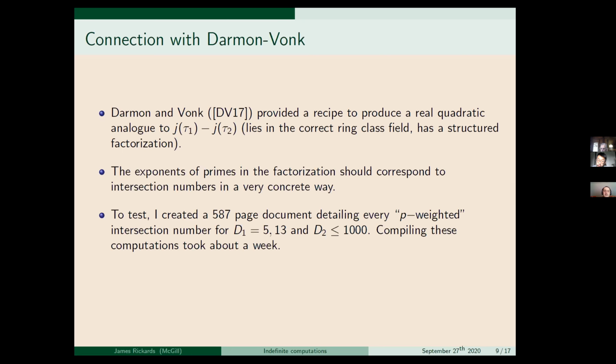a big test. So I took D1 to be 5 and 13, and I took D2 to be every discriminant up to 1,000, and computed every single possible non-trivial intersection for each pair of discriminants. So for every pair of discriminants, every single quaternion algebra for which there could be non-trivial intersections, I computed all the optimal embeddings and all the intersections, made this into a big document, which turned out to be almost 600 pages. And it took about a week to do at the time. I think now it would only take maybe an hour or two because the algorithms are much more efficient.